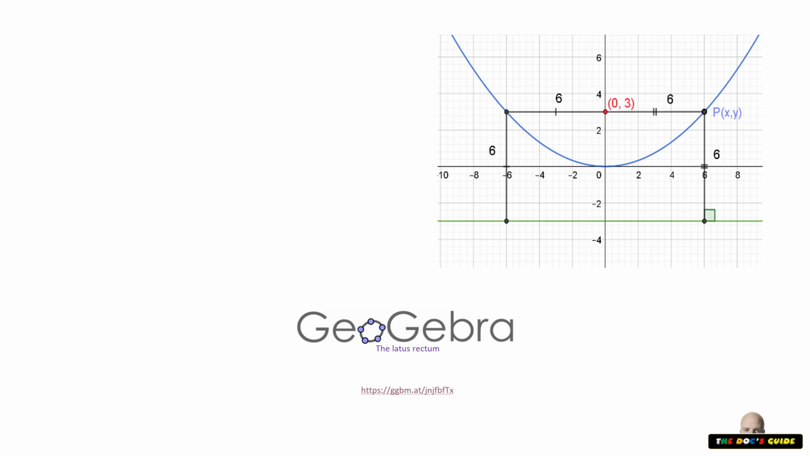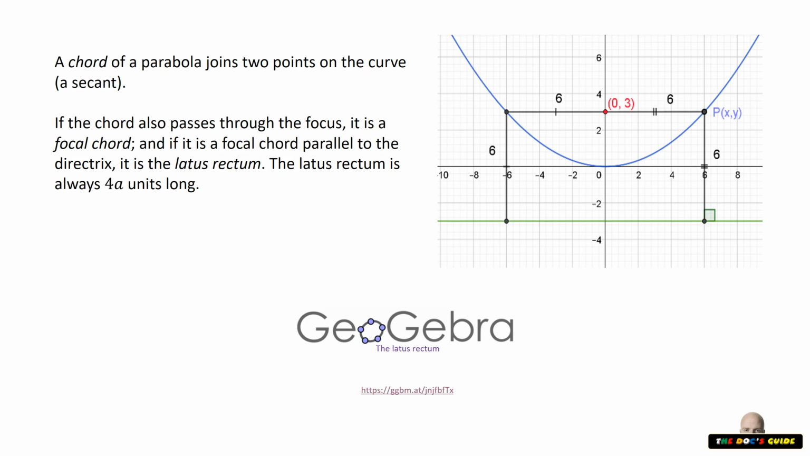Now there's a little bit more terminology. So you'll remember a chord. We referred to it previously as a secant, so it's simply a line joining 2 points on the curve. And if that chord also passes through the focus, it's called a focal chord. Now, if the focal chord is also parallel to the directrix, it has an even more particular name, which is the latus rectum. And the latus rectum always has a length of 4a units.